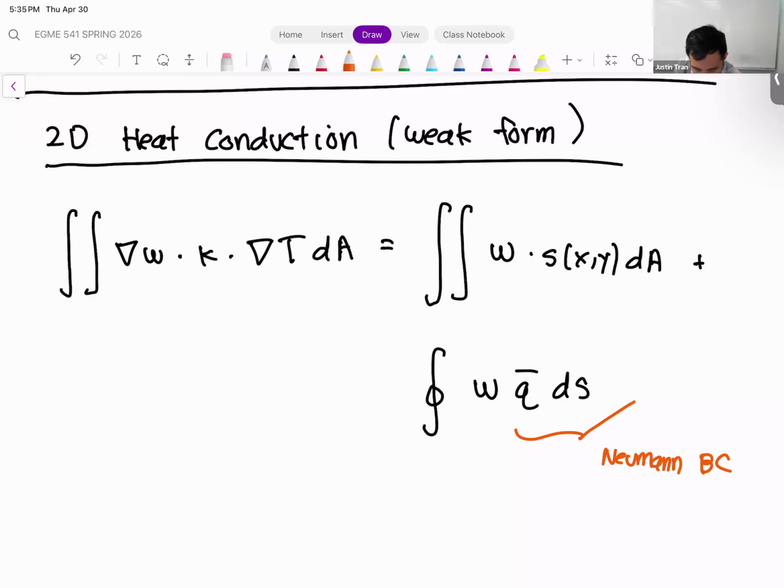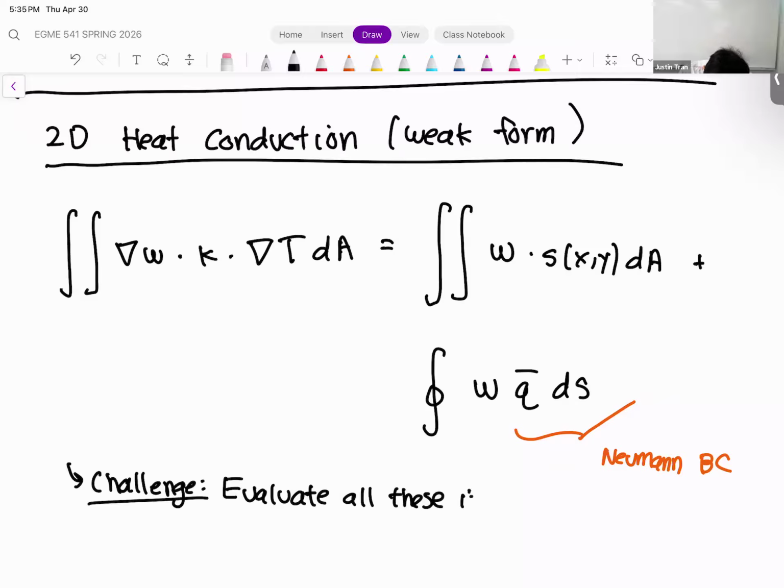So essentially, in order for us to apply our finite element form, we have to evaluate this integral expression here. So we have to compute these three integrals, but we have to do them on an element that may have an arbitrary shape. So the challenge: evaluate all these integrals on elements with arbitrary shape.